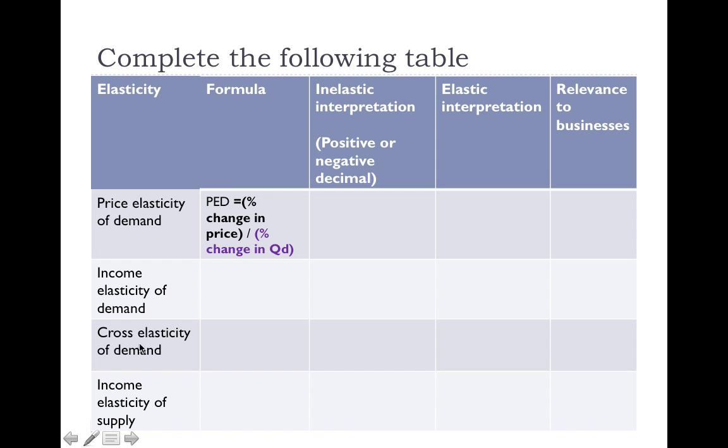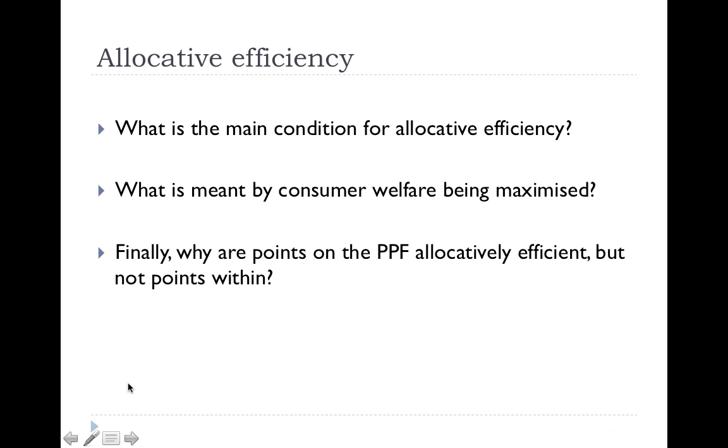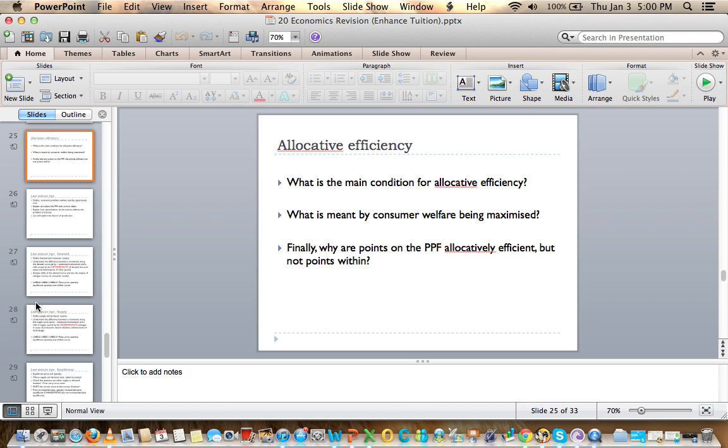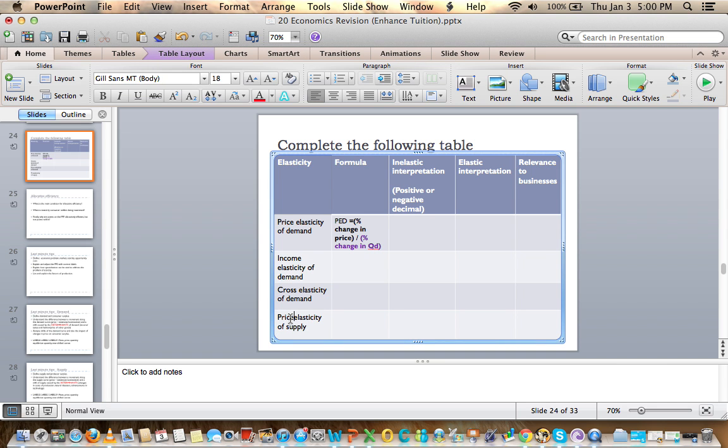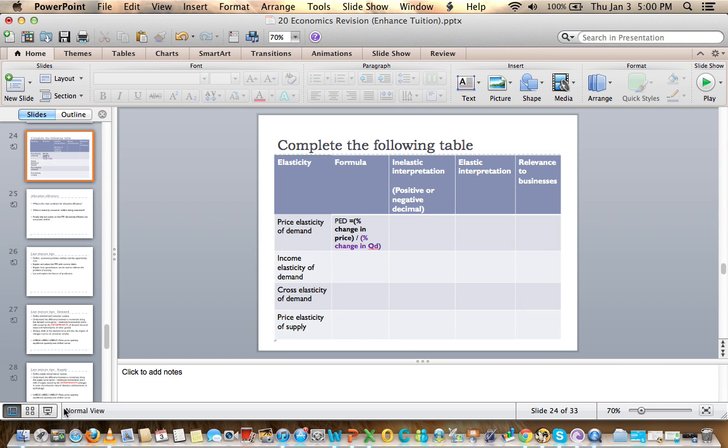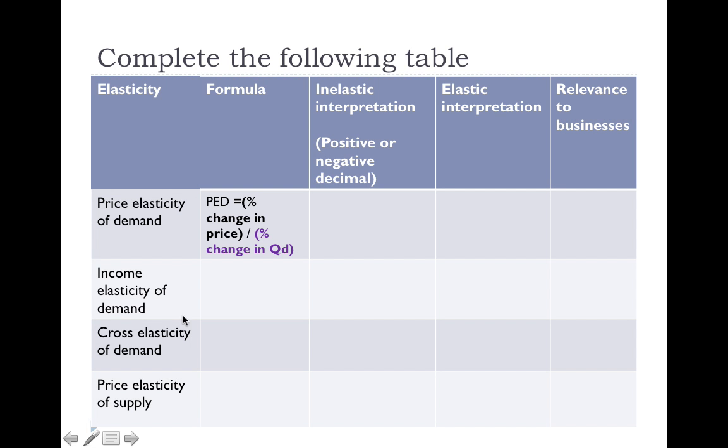And there's a mistake here. This should actually read price elasticity of supply. So let me go and fix that. Where are we? Okay, price elasticity of supply. Know the formula. Generally, they're going to be similar. Percent change in price, percent change in income, percent change in price of another good, percent change in price.